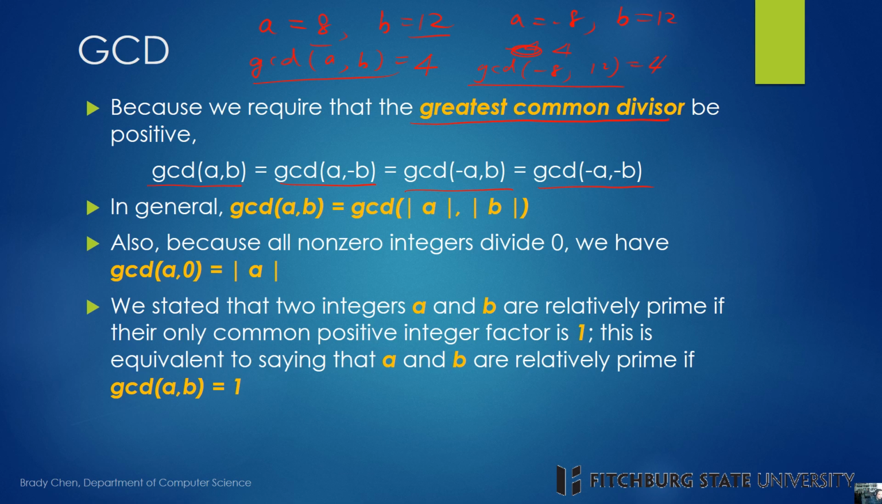So that's why, in general, regardless of the sign of A and B, A could be positive, B could be positive, or A could be negative and B could be positive. It doesn't matter whether A and B are negative or positive. We can always think about the greatest common divisor of the absolute value of A and the absolute value of B. We can always think about a positive number.